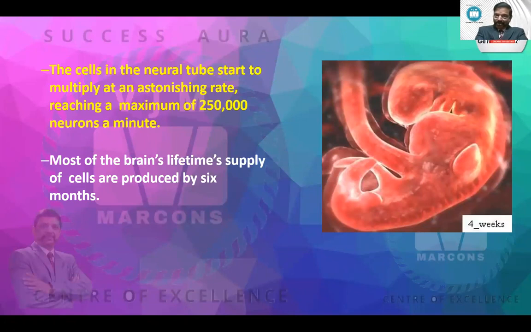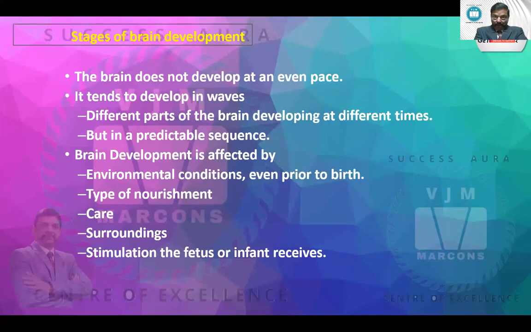The cells in the neural tube start to multiply at an astonishing rate, reaching a maximum of 250,000 neurons a minute. Most of the brain's lifetime supply of cells are produced in just 6 months. And remember, the brain does not develop at an even pace. It tends to develop in waves, different parts of the brain developing at different times, but in a predictable sequence.